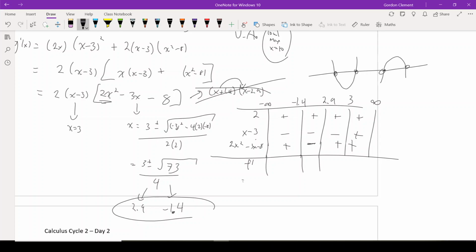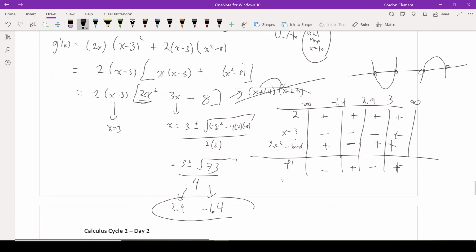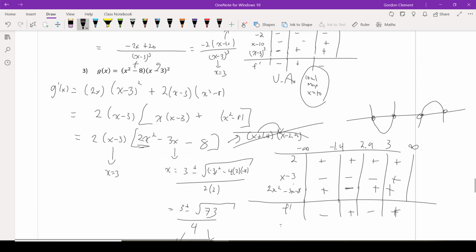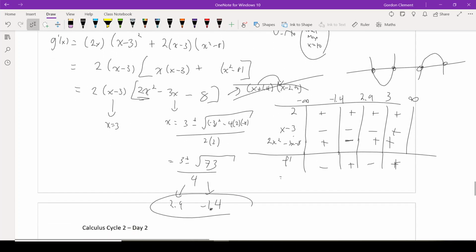So our derivative is negative, then positive, then negative, then positive. There's no tricks on this one. There's no vertical asymptote. Any value can be plugged into that equation there. So we should get a local min at -1.4, max at 2.9, and min at 3. So those are your three options there.